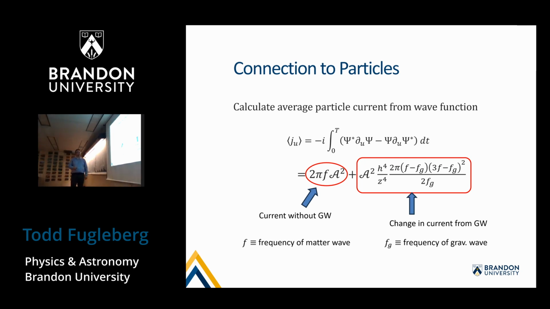It's related to the frequency. This F is the frequency of the oscillation of the matter wave, the electron wave, or whatever particle it is. F sub g is the oscillation of the gravitational wave. And you can see it turns out that the frequencies of gravitational waves that are produced are very small compared to the frequencies of the matter fields that we see. So this is going to be an addition. This is basically saying the effect of the gravitational wave is to increase the number of particles I see coming at me.